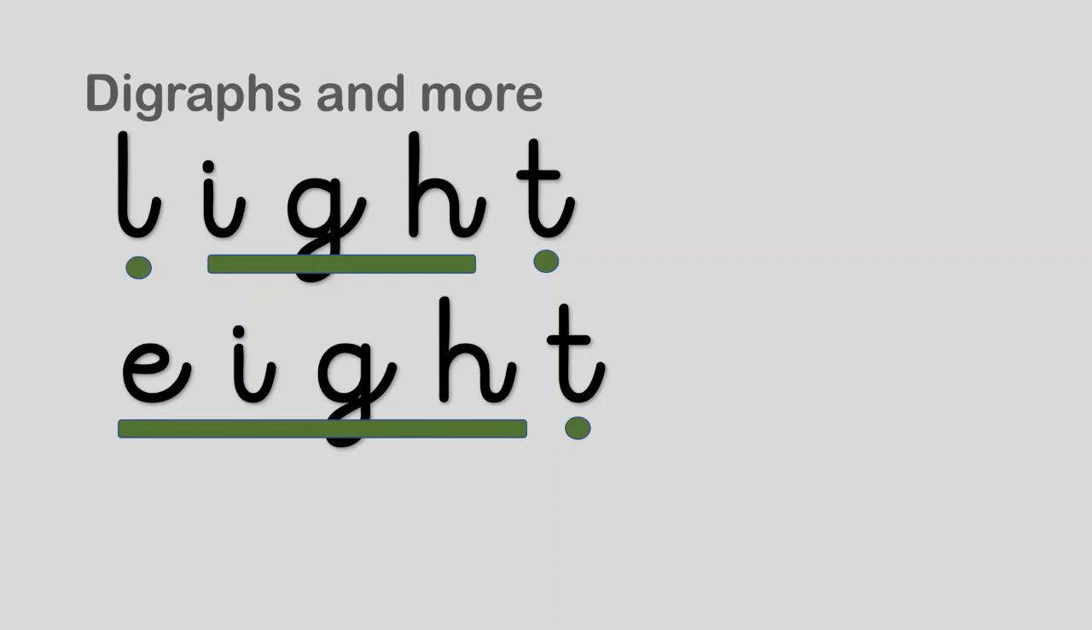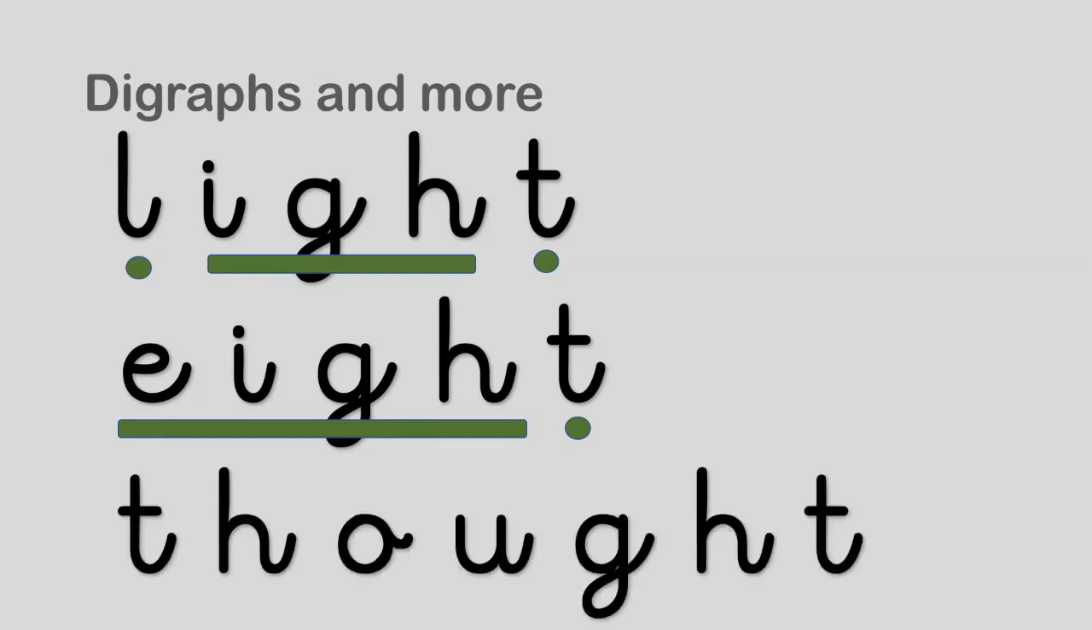Now for children, this can be complex enough, but we also need to recognise that the complexities can layer with each other. When there are more multi-letter graphemes within words, this can be harder for children. Let's have a look at this word. In this word, they need to recognise that the TH makes th, and OUGH makes or, thought.